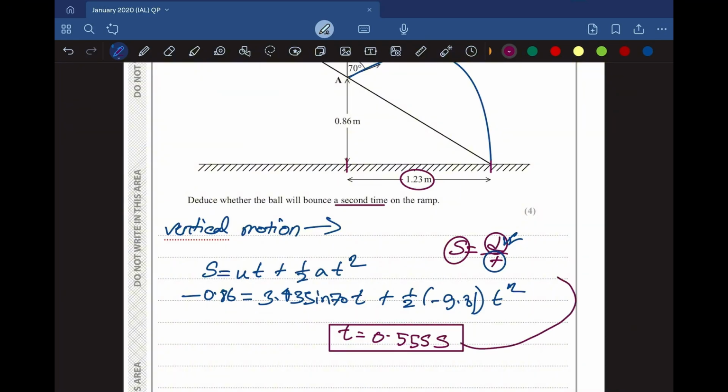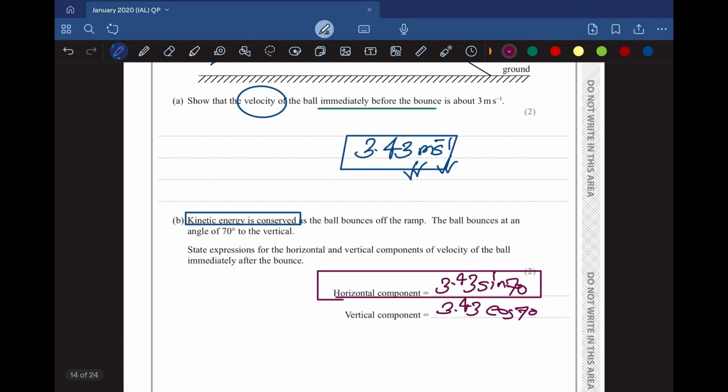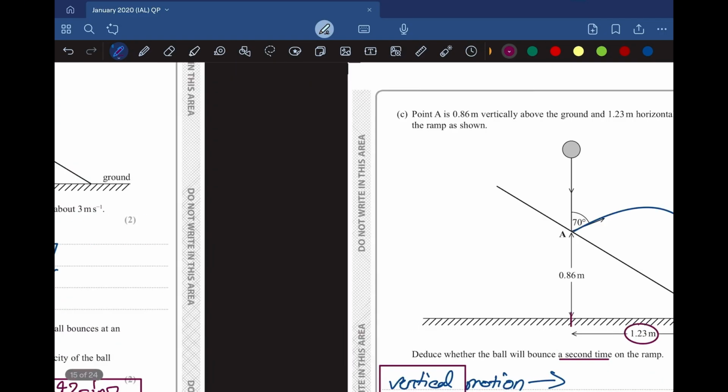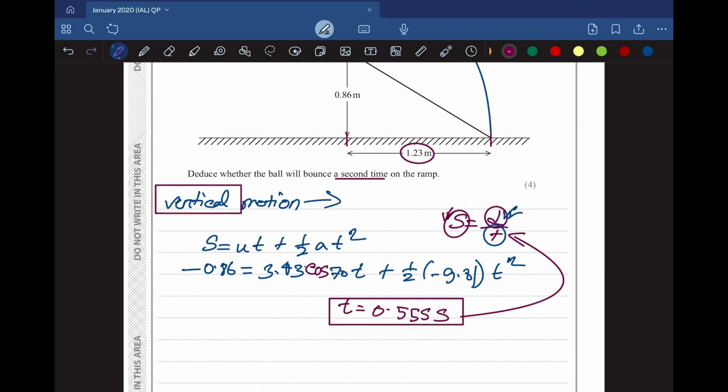Now we have got our time. We can put this time right here and multiply it with the speed, which was, sorry, my bad, we have made a mistake right here: I have written sine 70. It will be cos 70. Why will it be cos 70? Because we are talking about the vertical motion, and in the vertical motion you will have to take the initial vertical velocity, which was cos 70. Sorry, my bad. So basically the time is the same, the answer is correct, but I have written cos rather than sine. So t is equal to 0.555 seconds.